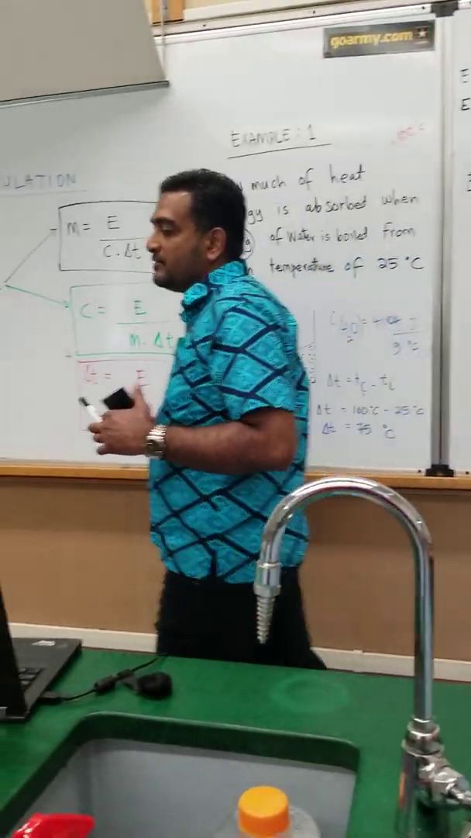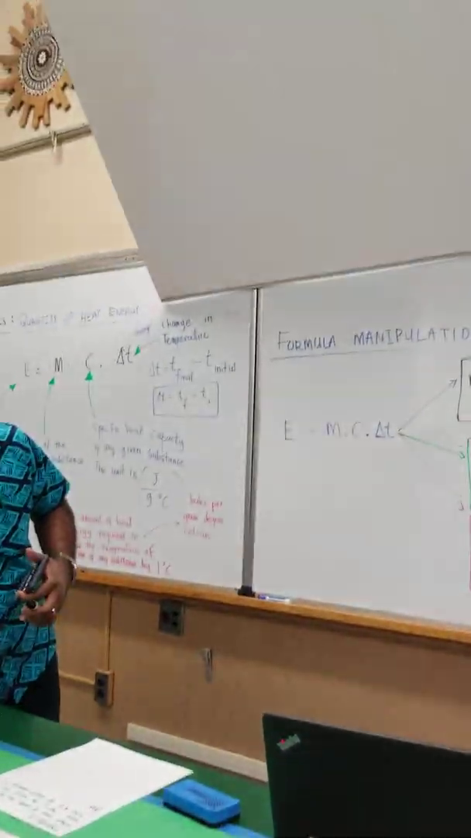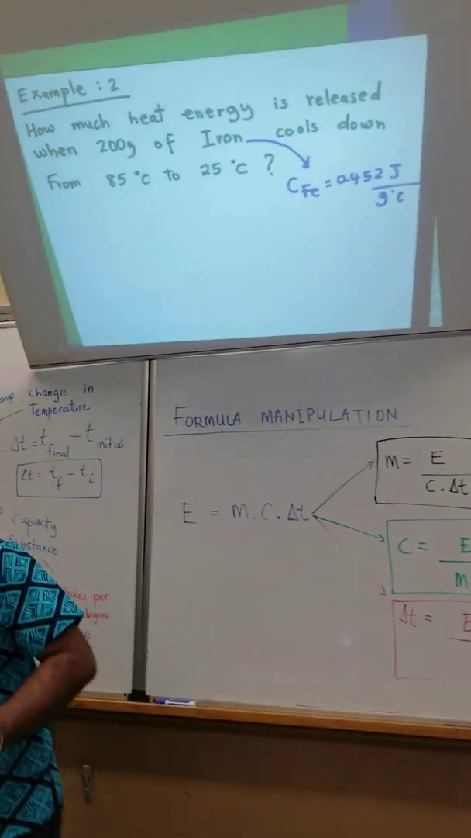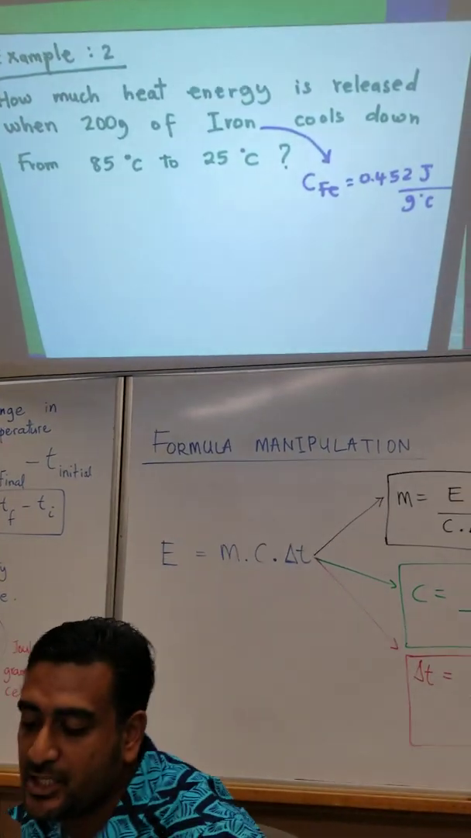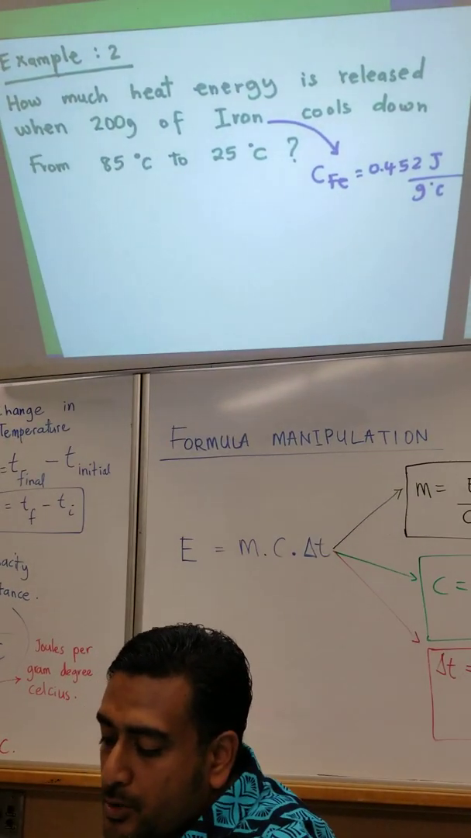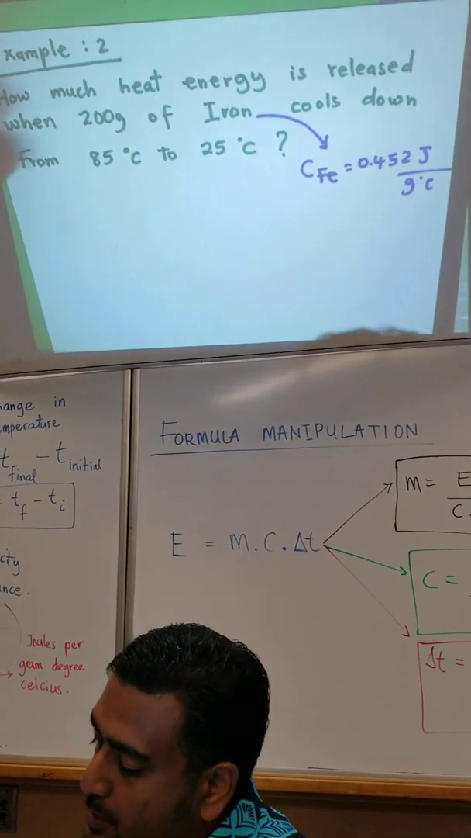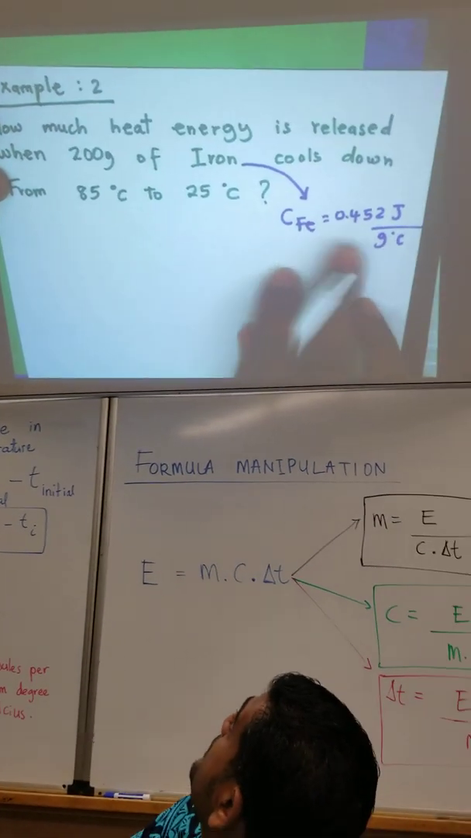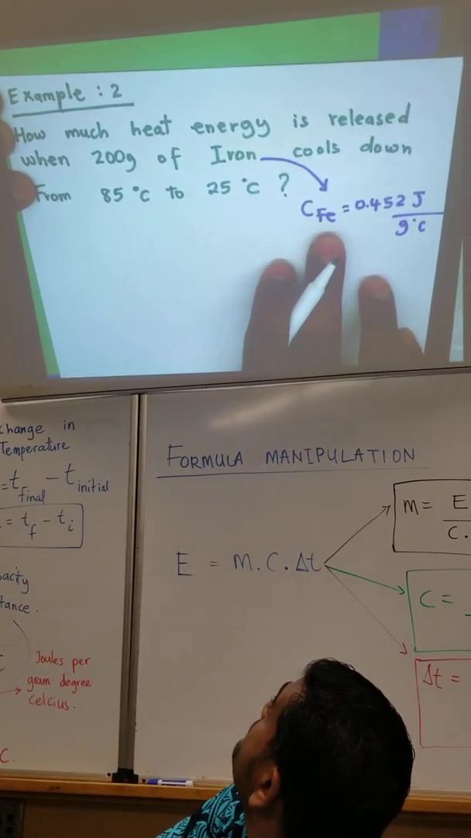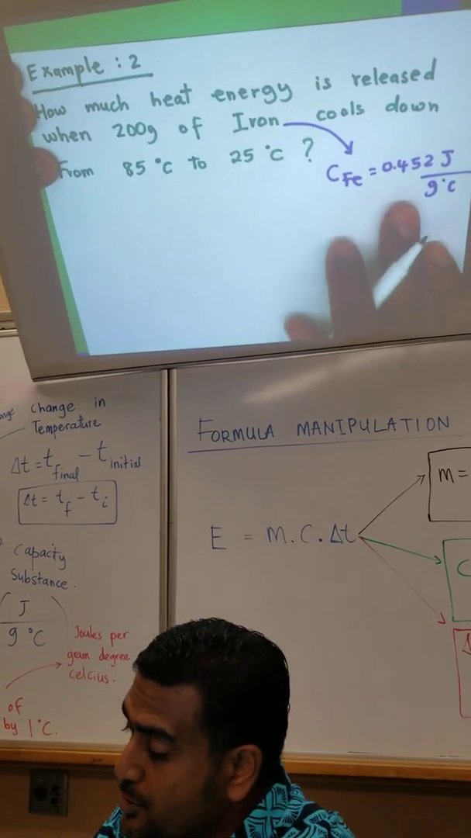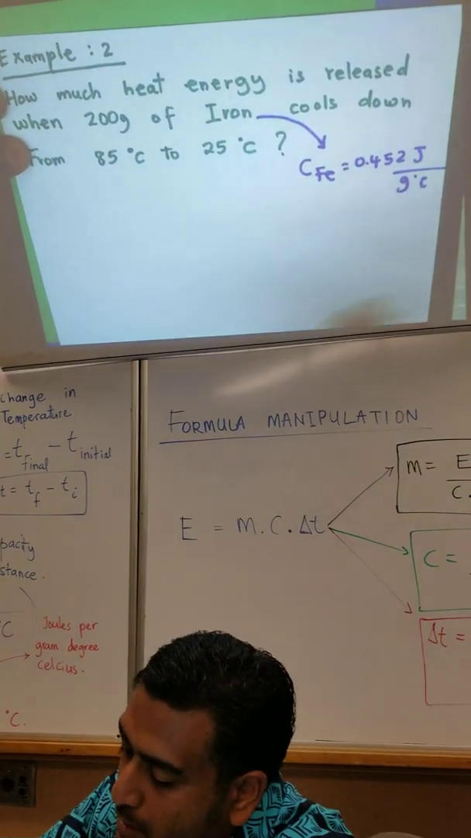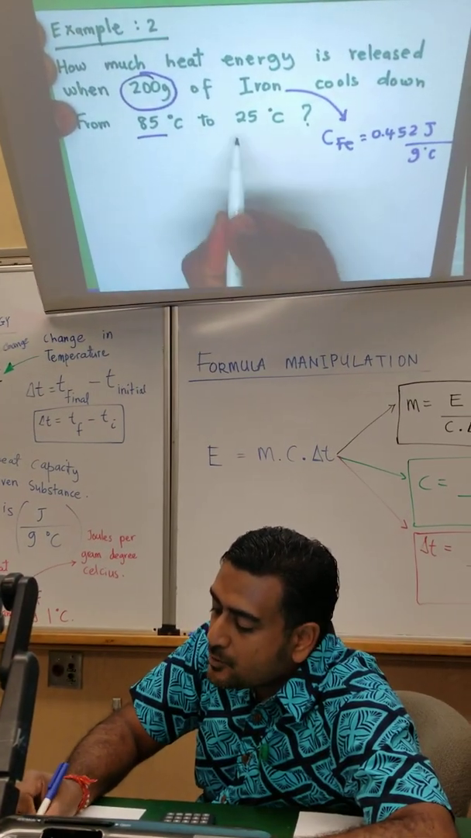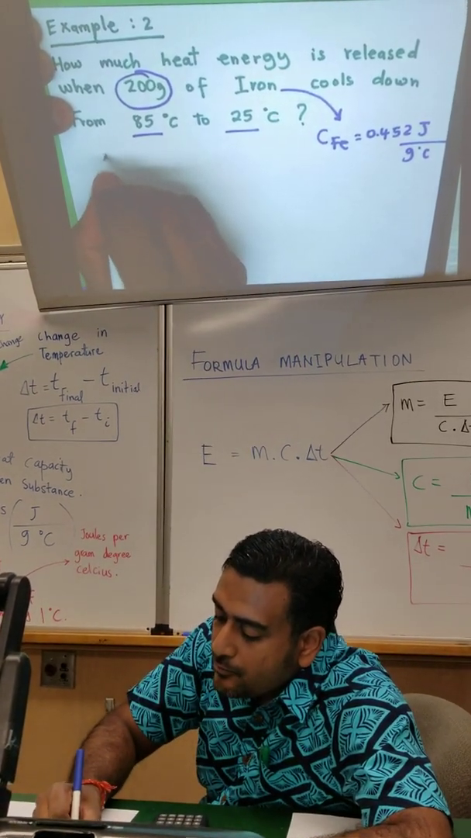Now, let's look at some other variations of this formula and see how these formulas are used. So, the second question, example 2: how much heat energy is released when 200 grams of iron cools down from 85 degrees Celsius to 25 degrees Celsius? Now, let's figure this question out. Some of the things to know: the specific heat capacity for iron is 0.452 joules. And now let's look at the mass given in the question was 200 grams, from 85 to 25 degrees Celsius.